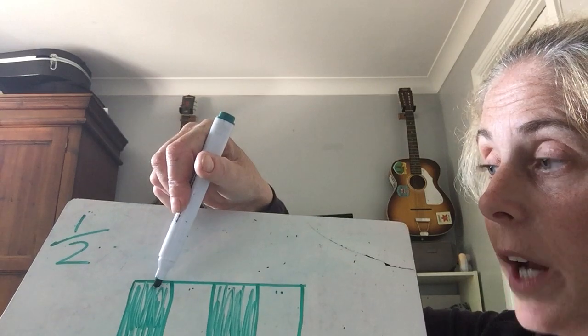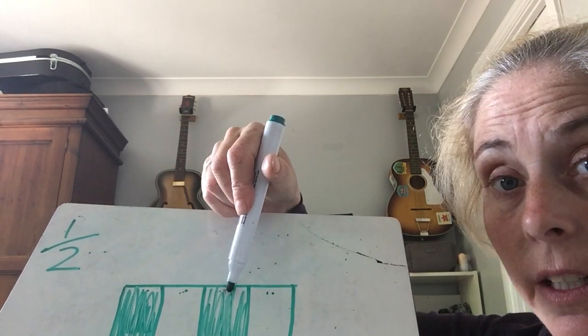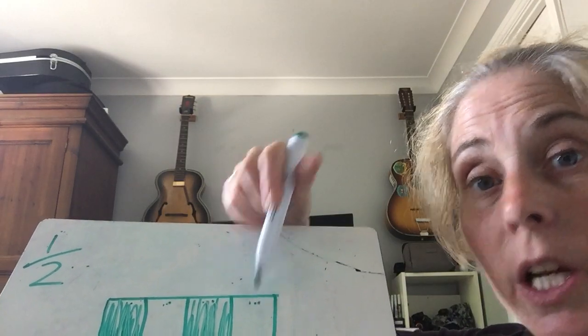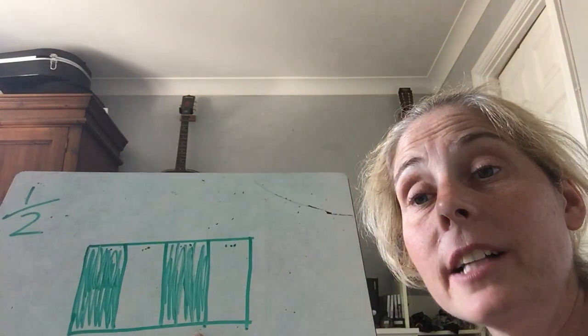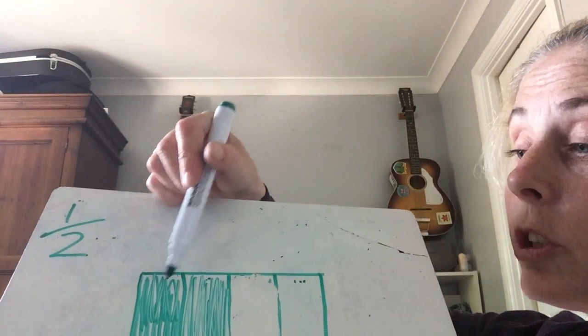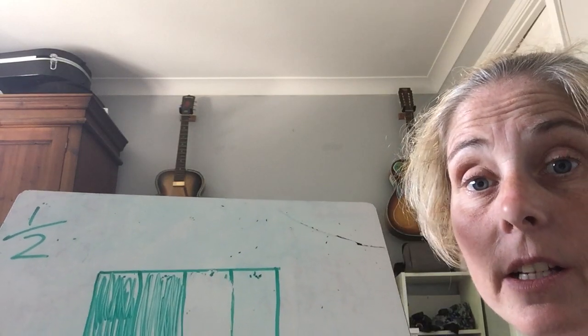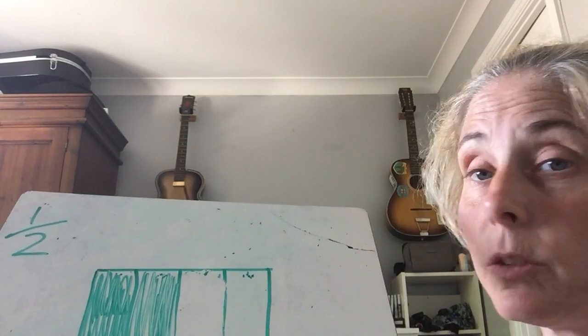I've shaded 1, haven't shaded 2. Shaded 1, haven't shaded 2. You don't have to show it like that. You could show it like that because you still shaded 2 out of 4. Okay, so that's a really good way of remembering it.